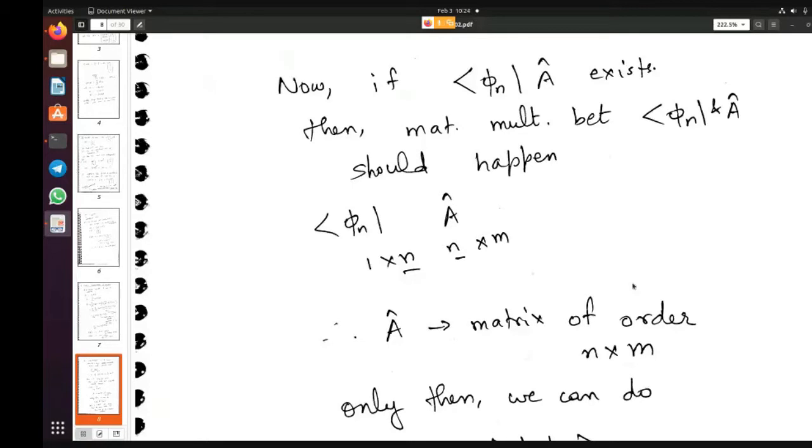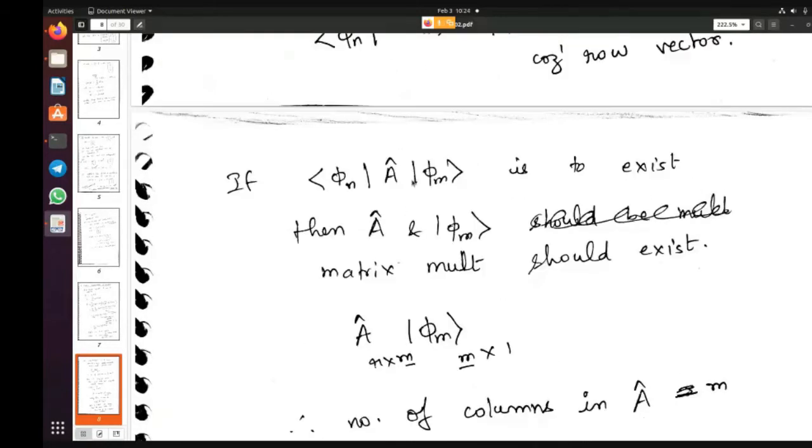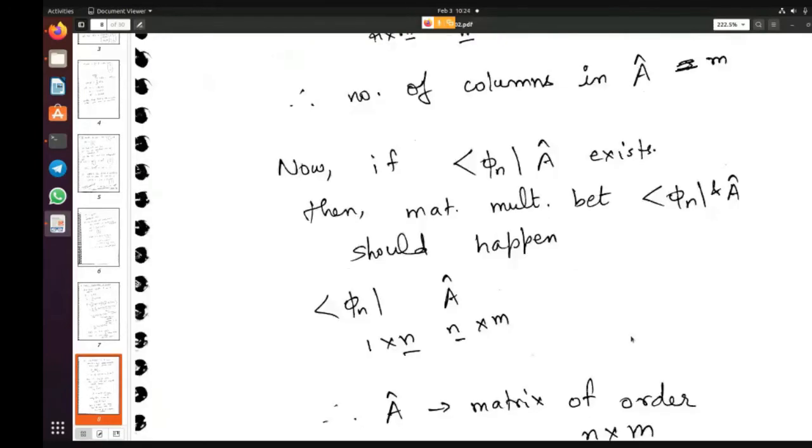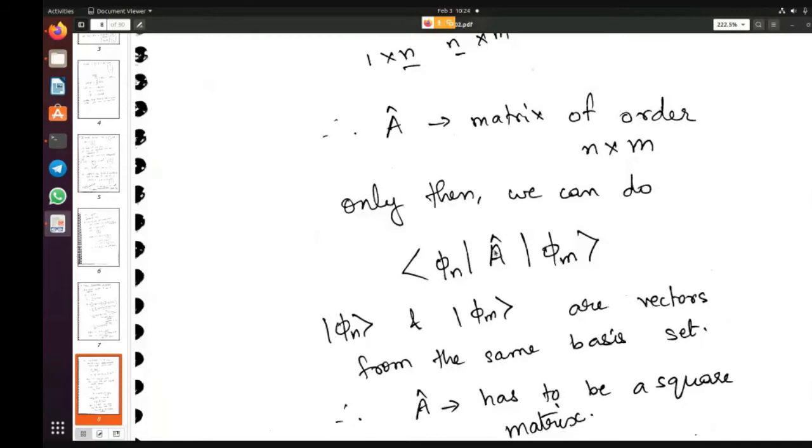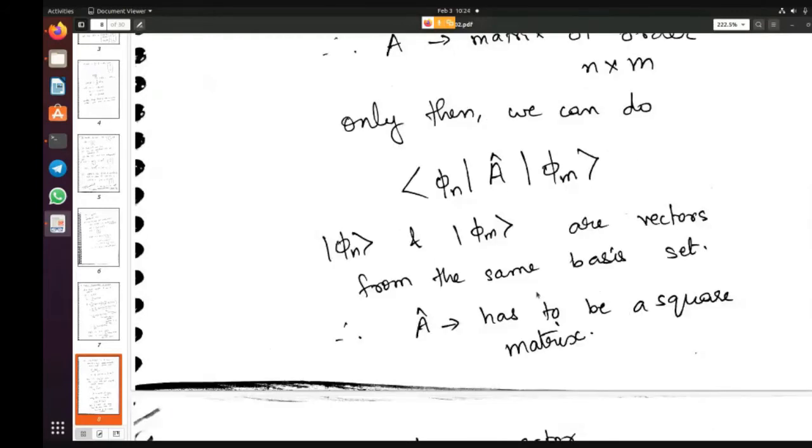A obviously needs to be a matrix of order n cross m. If you want to get this A and m, it has to be a matrix of order n cross m. Only then can you do this kind of multiplication. And because phi n and phi m are vectors from the same basis set, obviously A has to be a square matrix. Only then can you do this kind of operation.